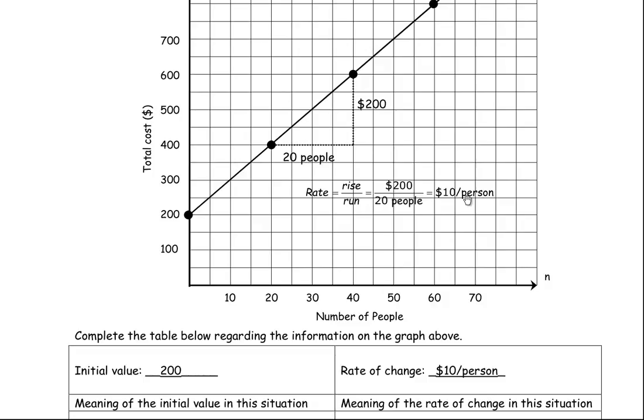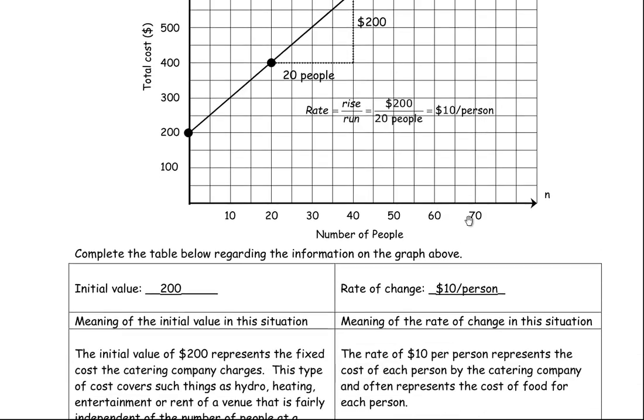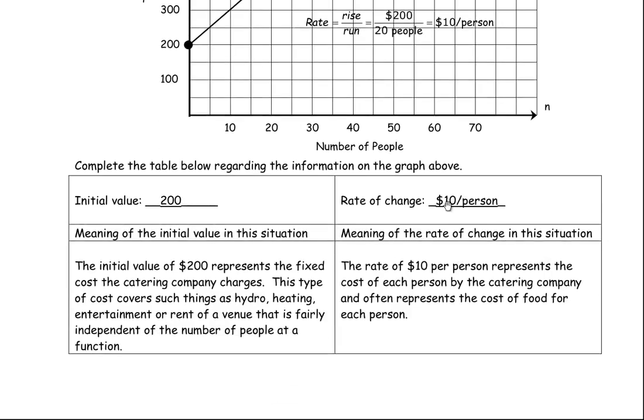When you change it to 1, we would call it person, of course, not people. So the rate of change is $10 per person. And the meaning of the rate of change, say it's $10 per person, means you're charging $10 for every person. So that represents the cost of each person, which would normally be the cost of the food.